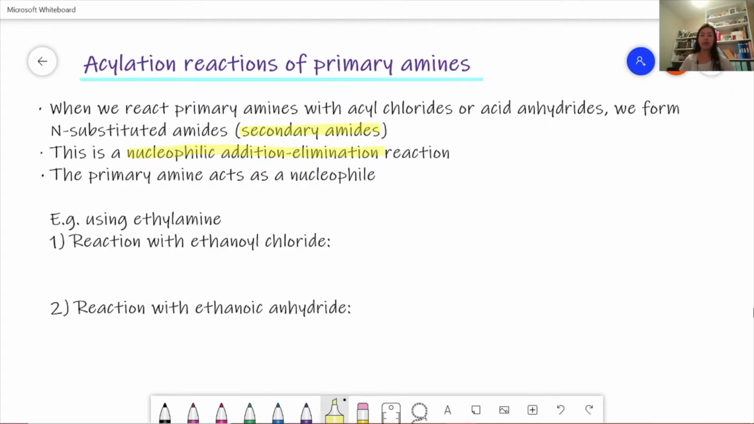So the primary amine acts as the nucleophile, and that's because of this lone pair of electrons on the nitrogen. So for example, if we had ethylamine, so CH3CH2NH2, we have a lone pair here on the nitrogen, so it can act as a nucleophile. In the example we're going to use ethylamine, and firstly we're going to react it with ethanoyl chloride. So ethanoyl chloride is the acyl chloride.